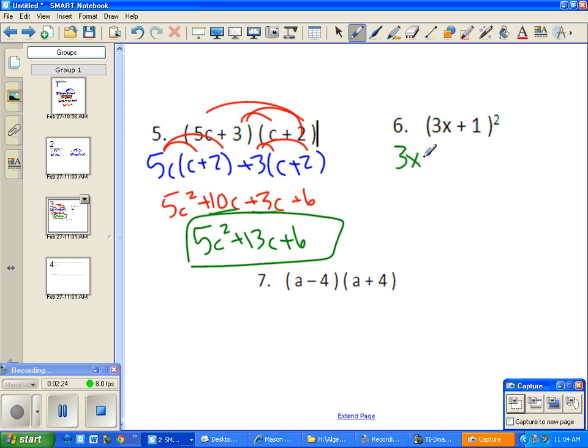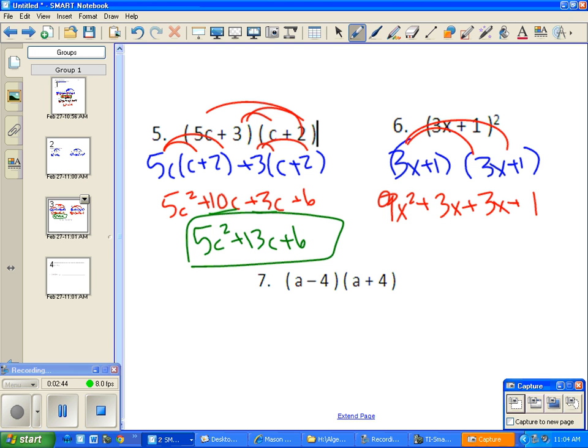Number 6, do not try and distribute that exponent. If you have 9x squared plus 1, you should be ashamed of yourself. Write it out. 3x plus 1 times 3x plus 1. And then FOIL. 3x times 3x is 9x squared. The outer terms are 3x, the inner terms are 3x, and the last terms, 1 times 1 makes 1. So when you combine like terms in the middle, you have 3x plus 3x is 6x, and 1 times 1 is 1. So 9x squared plus 6x plus 1. I don't know where I got 3.